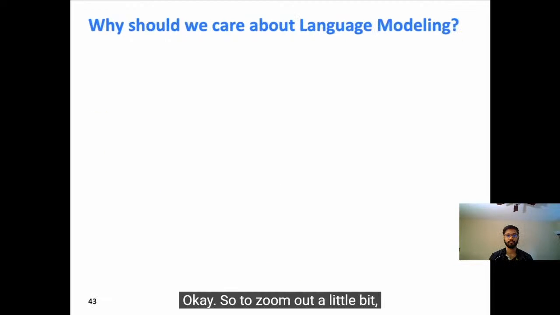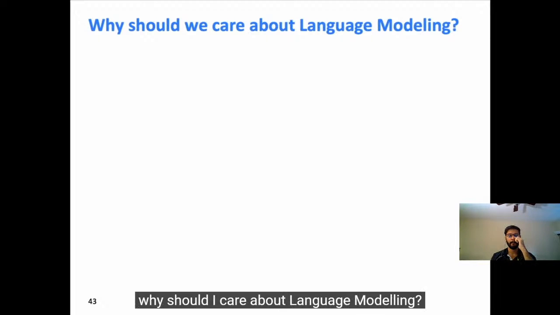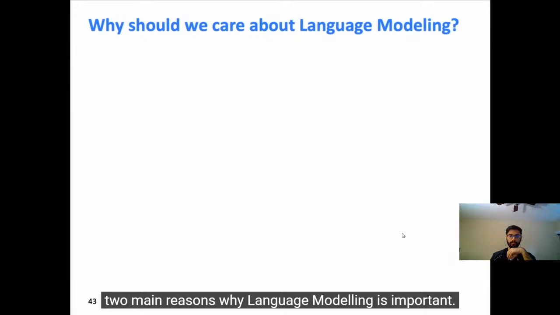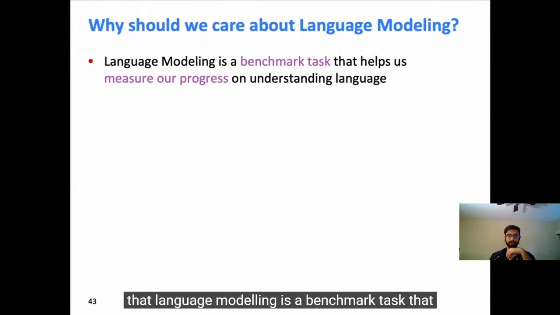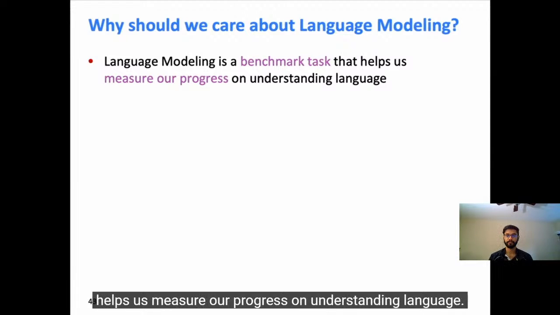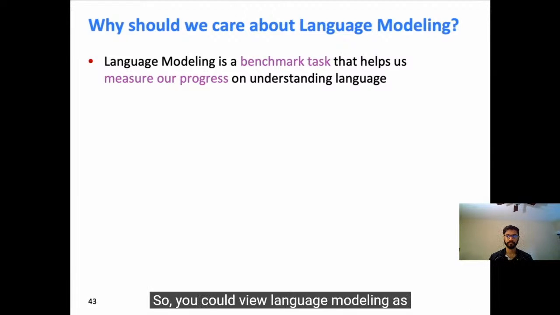Okay, so to zoom out a little bit, you might be thinking, why should I care about language modeling? Why is it important? I'd say there are two main reasons. The first one is that language modeling is a benchmark task that helps us measure our progress on understanding language. You could view language modeling as a pretty general language understanding task, because predicting what word comes next, given any kind of generic text, is quite a difficult and general problem.